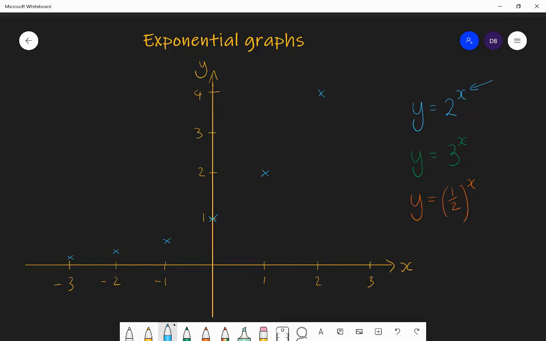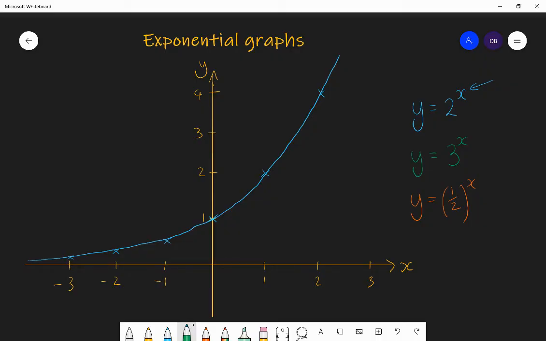So let's draw the graph. It'll look like this. Go through the points, and it'll have this shape. And it'll head off, doubling as we go one more in the x direction. So that's 2 to the power of x.